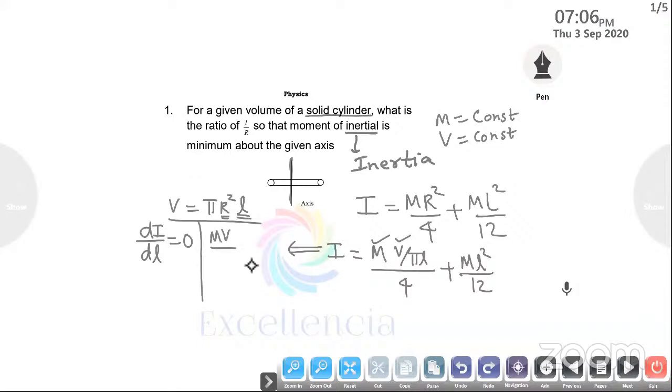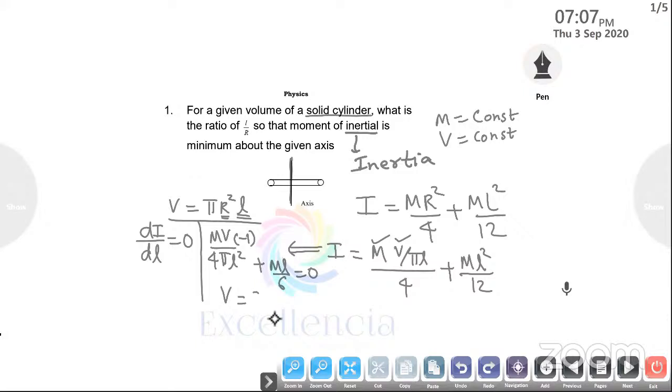You get mV by 4 pi L square with a minus sign, and mL by 6. Differentiate the moment of inertia and equate it to 0. Okay, because the only variable here is L or R. I replace the value of R, so you get everything in terms of L. Find the value of V here. What will you get?